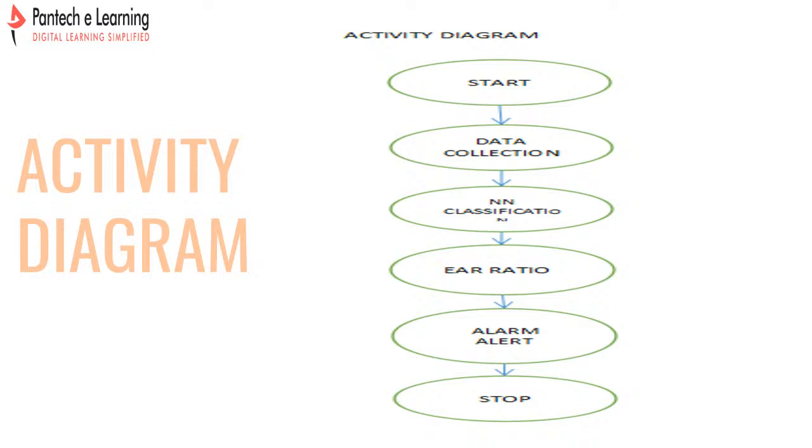And then after applying the neural network, it should compare the threshold value which is given by us in the code with the eye aspect ratio got from the input data. Based on that it should give you the alert system, and then it should stop the code.